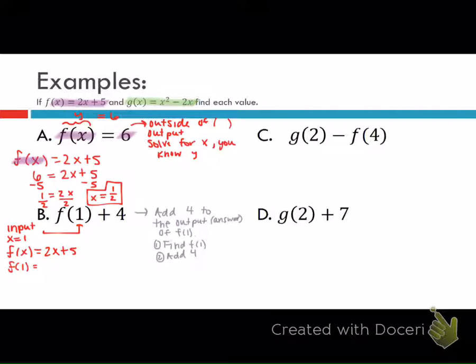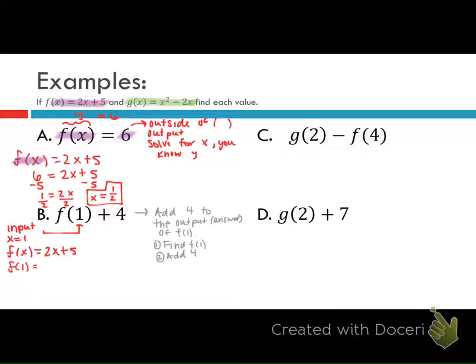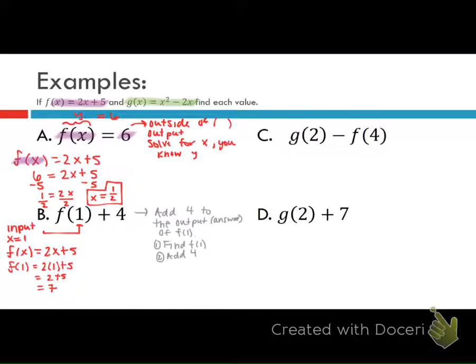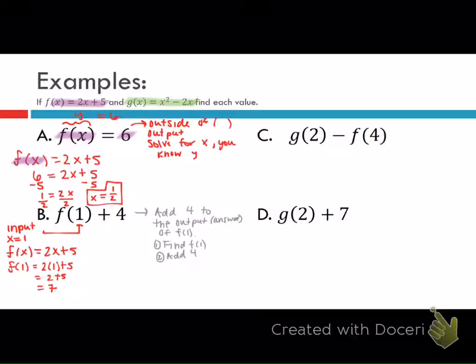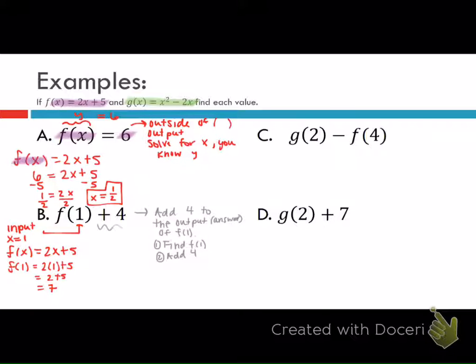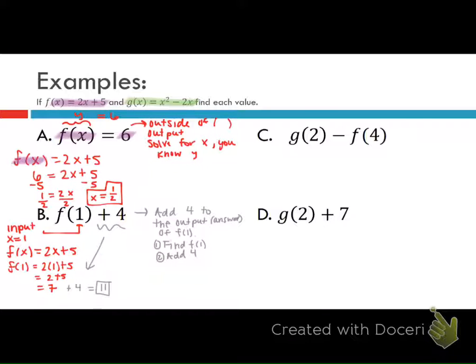Connor, what goes on the right side of f of 1 then? 2 times 1 plus 5. So that's 2 plus 5, which is 7. And then Mike, what do I still need to do? Oh, add 4. So we take the 4 and we add it and we get 11.